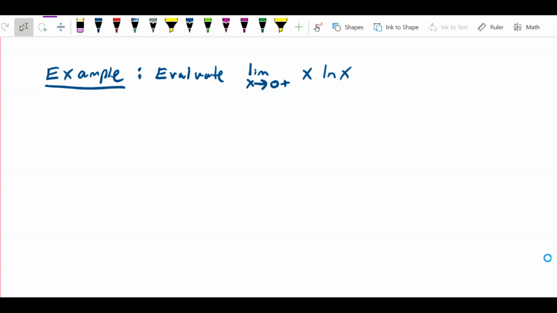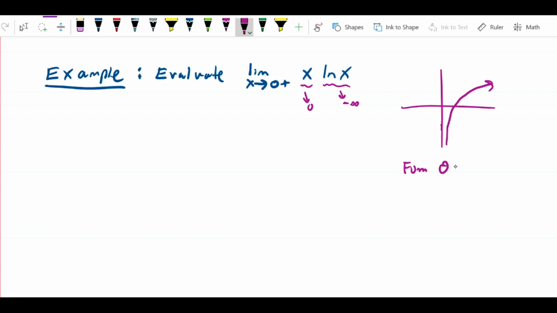So anyway, if you look at what's going on here, the ln function, of course, looks like this. So as I approach 0 from the positive side, ln x is approaching negative infinity, and x is, of course, approaching 0. So what I actually have here is the form 0 times infinity.